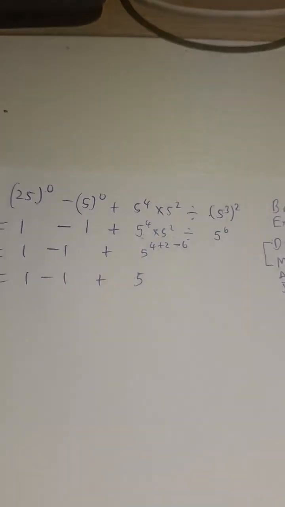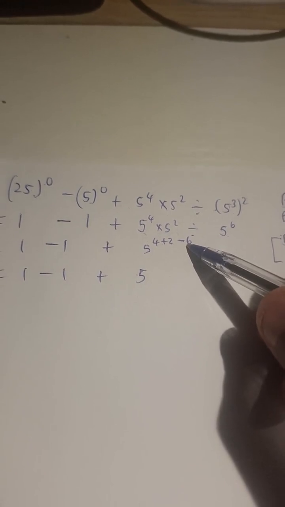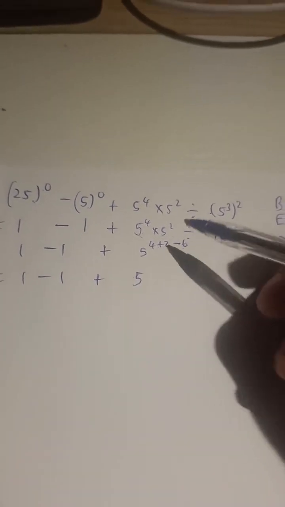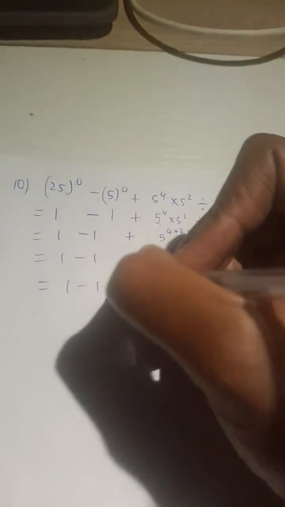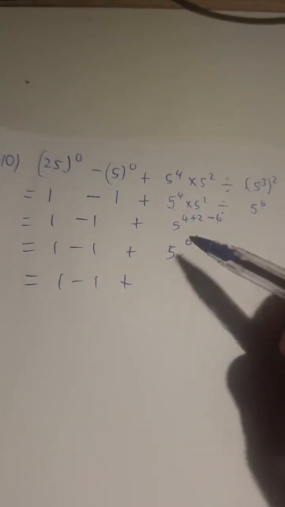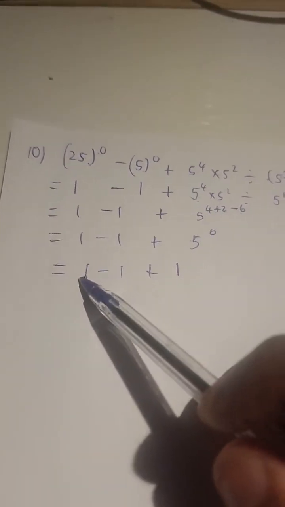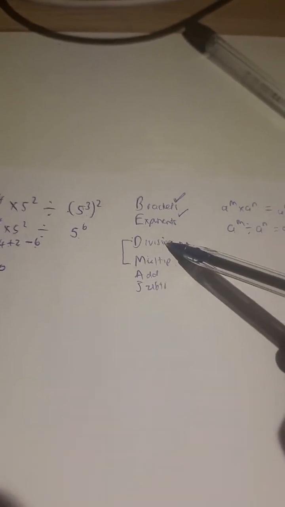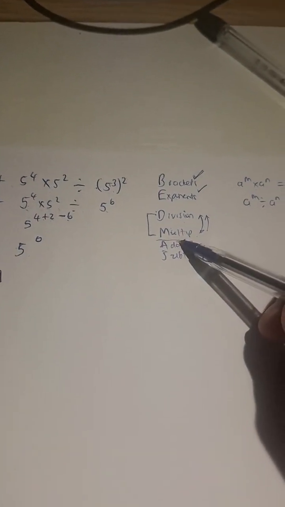That is what, guys? What's 4 plus 2? It's 6. What's 6 minus 6? It's 0. 4 plus 2 is 6. 6 minus 6 gives us 0. Then we can say 1 minus 1 plus, what's 5 raised to the power 0? It is 1. Now what do we have? We are now officially done with the brackets, the exponents, the division, and the multiplication. Now we can move on to the last bit of our order of operation.